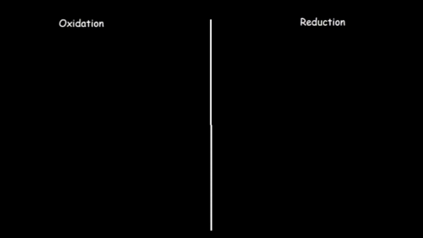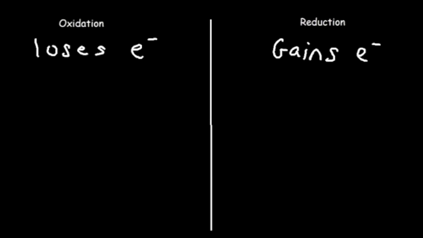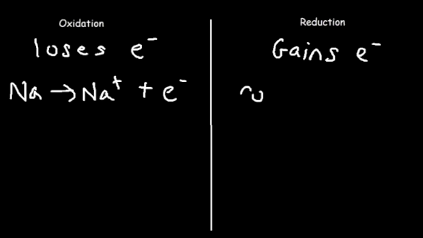Whenever a substance is oxidized, it loses electrons. Any substance that is reduced gains electrons. In a reaction, let's say if you were to write a half reaction, the electrons are always on the right side of a half reaction for oxidation. For reduction, the electrons are on the left side.